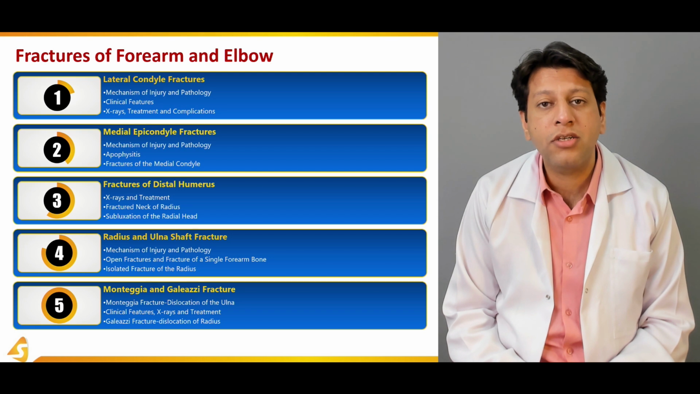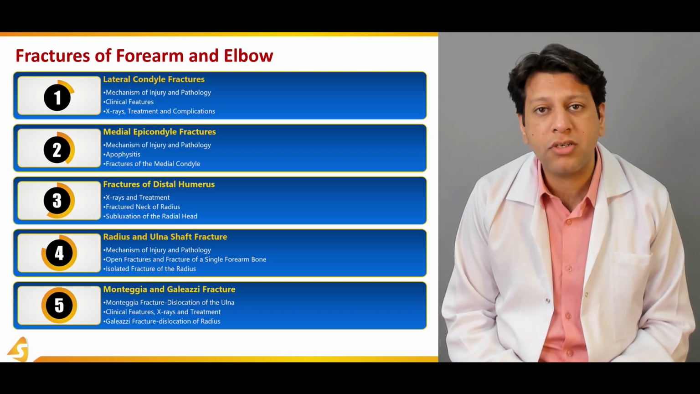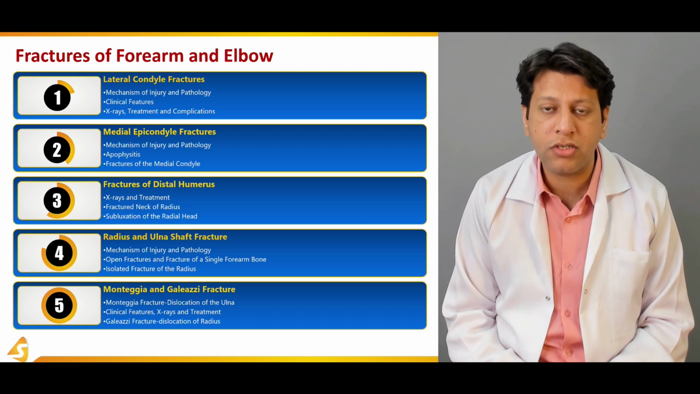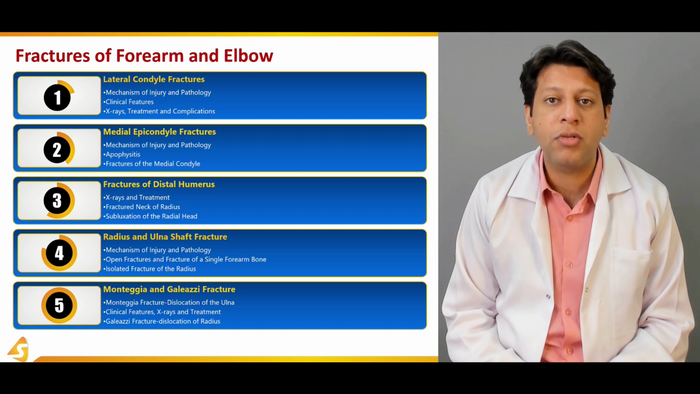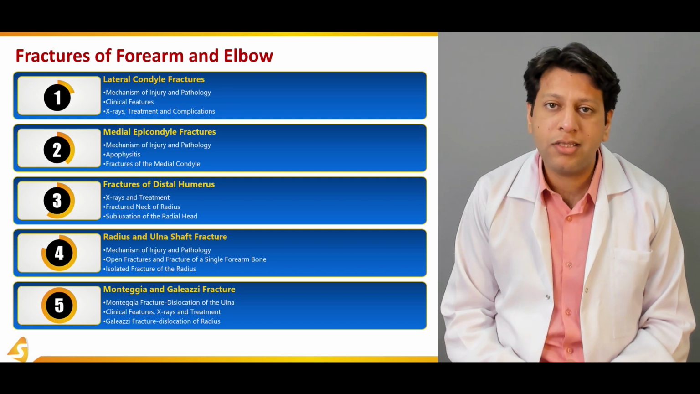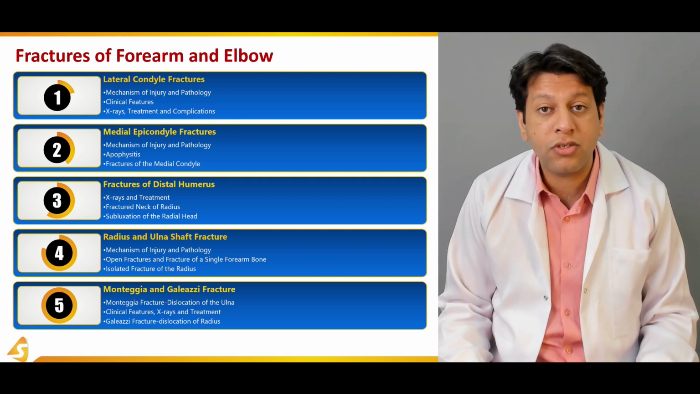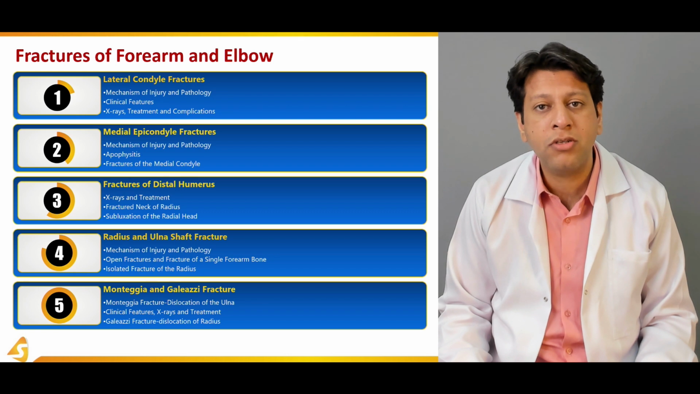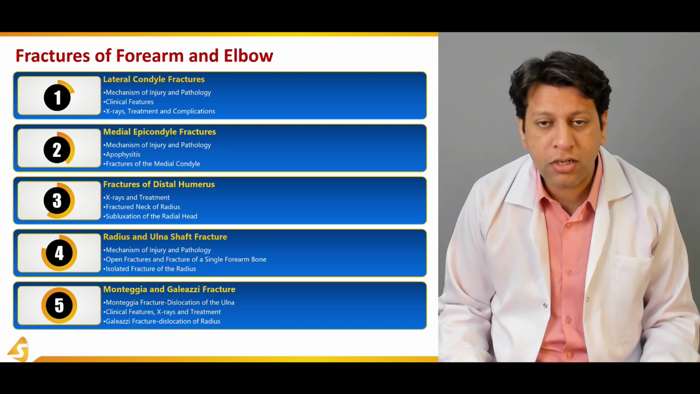Lastly, in the last section, we will be discussing the two very important fracture types, one of which is the Monteggia fracture, that is involving the proximal ulna as well as the proximal radioulnar joint. And next we'll be discussing the Galeazzi fracture, which is actually the fracture of the distal radius along with the distal radioulnar joint as well.